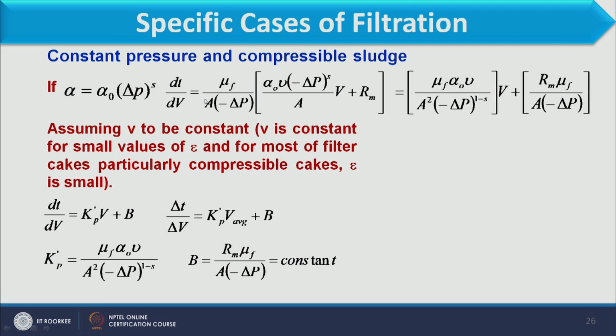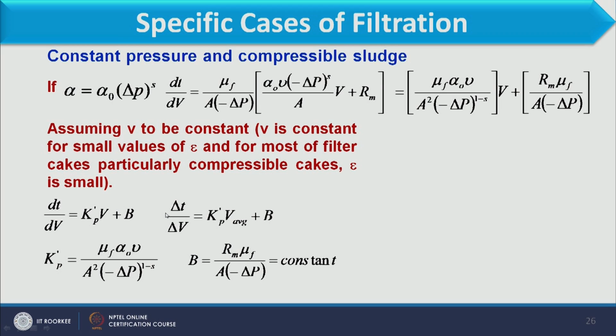Collecting the constants, we have one constant which will be multiplied with the volume, and here we have another constant. Usually V varies, but here we are assuming V as constant for a small value of epsilon, and for most filter cakes, particularly compressible cake, the epsilon value is very small, so we can consider V as small. All these constants will be collected as Kp dash, and all these other constants will be collected as B.